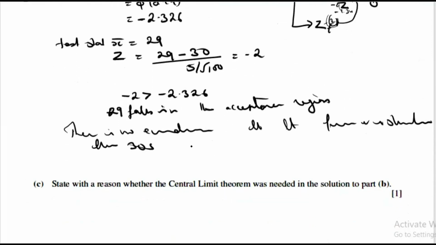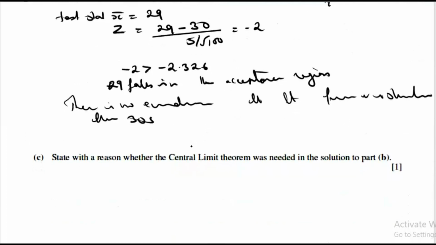All right, so now coming on to the last part of the question: state whether, with a reason, the central limit theorem was needed in the solution to part B. Yes, because the population distribution was unknown.